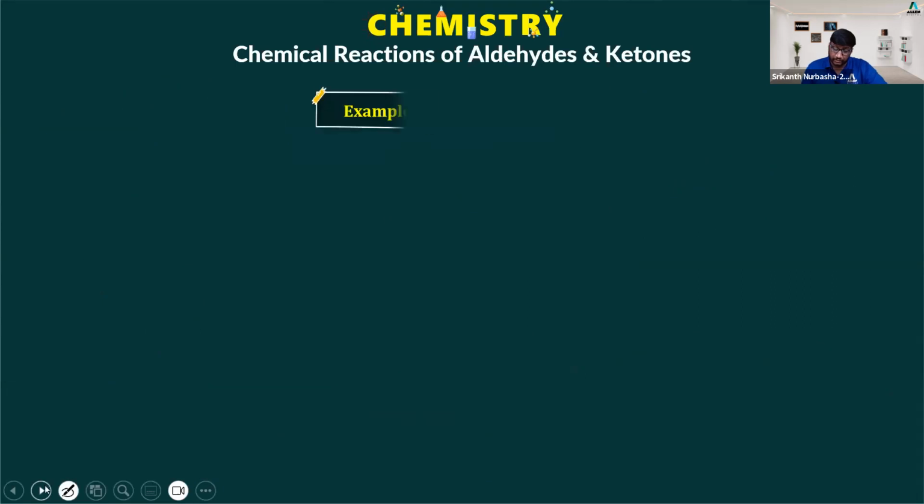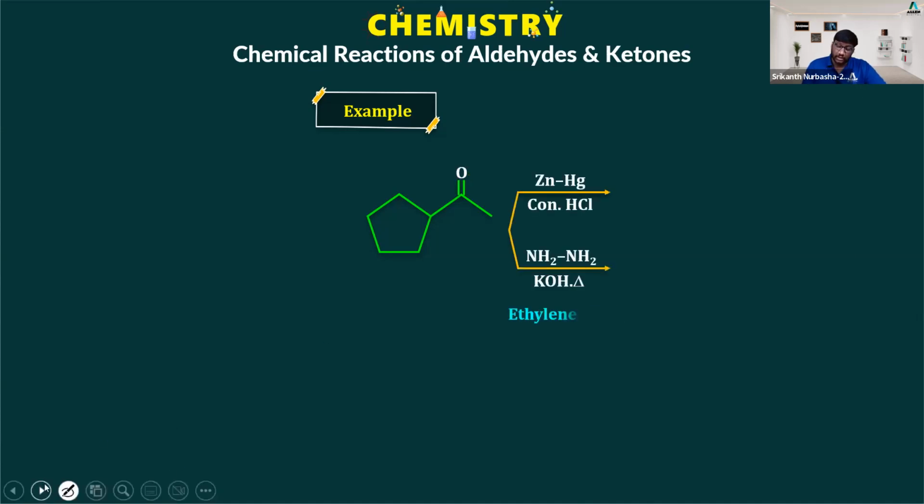Right? Example, you do it. Here only C=O is present, so I can do Clemmensen's, I can also do Wolff-Kishner, no issue with that. I can do Clemmensen's reduction or Wolff-Kishner reduction to convert the C=O to CH2, because there are no other functional groups except C=O.